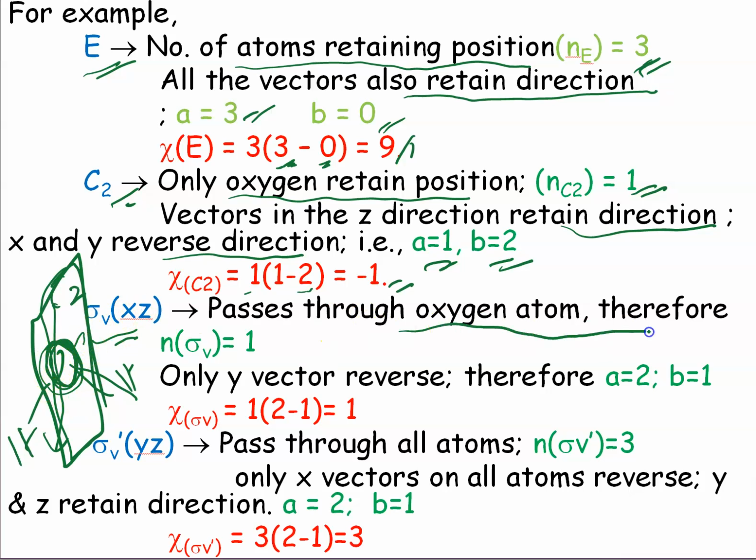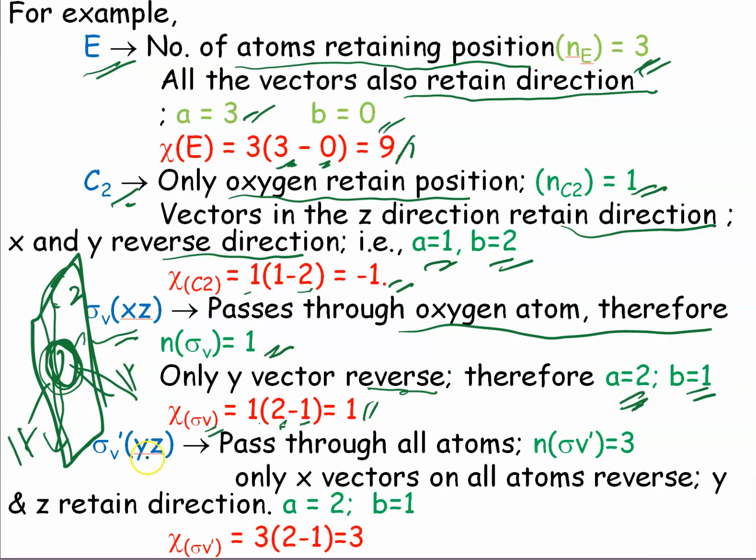So passing through the oxygen atom, therefore N is equal to 1. Number of atoms is 1. Only the Y vector reverses. Therefore, B is equal to 1, A is equal to 2. So, chi sigma V is equal to 1 into 2 minus 1, which is equal to 1.